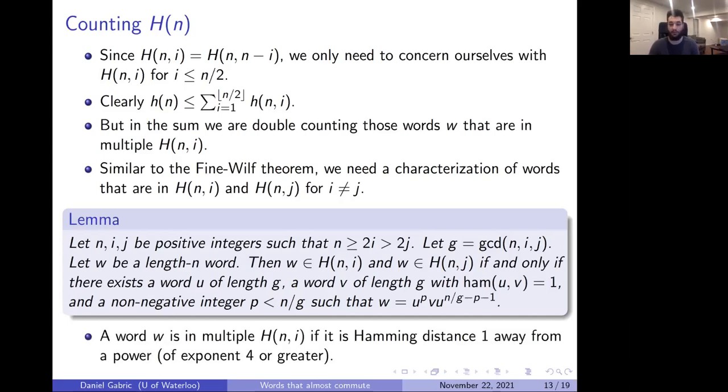So this lemma implies basically that a word is in multiple H_{n,i} if it is Hamming distance 1 away from a power. And not just any power, it has to be a power of exponent 4 or greater. Since n is greater than or equal to 2i, the greatest common divisor of n and i is at most n over 2. Then we bring a j into the mix, and j is less than i, so the greatest common divisor of n, i, and j is less than or equal to n over 4, and that leads to the exponent of 4 or greater.